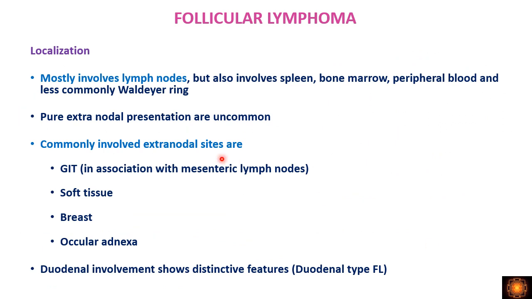Now, when we see the localization, this follicular lymphoma mainly involves the lymph nodes, but also the other lymphoreticular system like the spleen, bone marrow, peripheral blood, and most commonly the Waldeyer's ring. Pure extranodal involvement is very uncommon, but we can have it in organs like the GIT, soft tissues, breast, and ocular adnexa. And in the GIT, the duodenal involvement has a distinctive feature, and it is described in the variants of the follicular lymphoma, the duodenal type of follicular lymphoma. What is the difference? We will see.